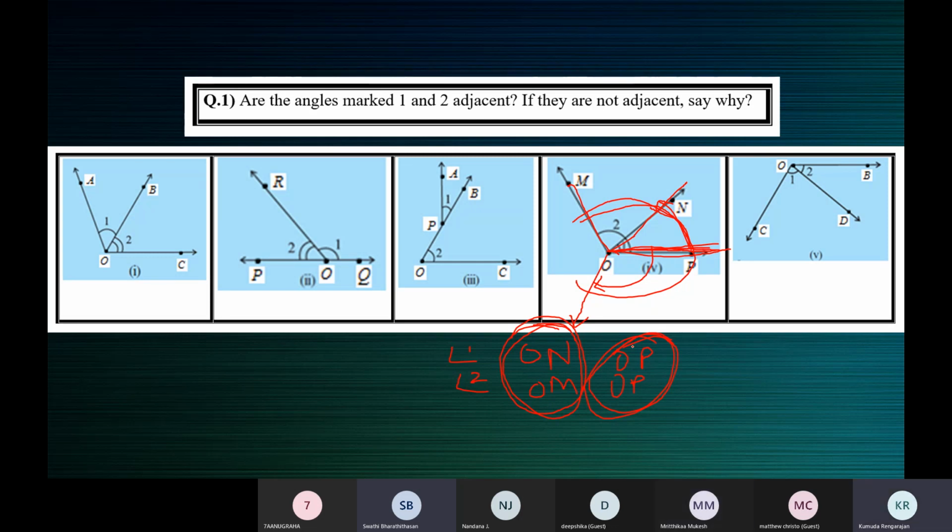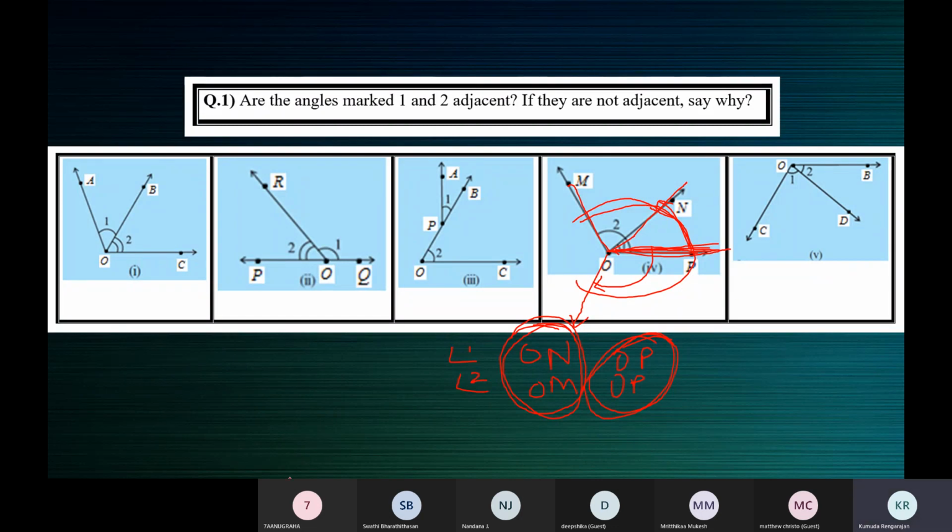Here in this one, you can say above and below. Correct? Yes, ma'am. We can tell that the non-common arms are on either side of the common arm. Yeah, correct. The non-common arms must be on either side of the common arm. That is, the common arm should be in the middle, kind of.